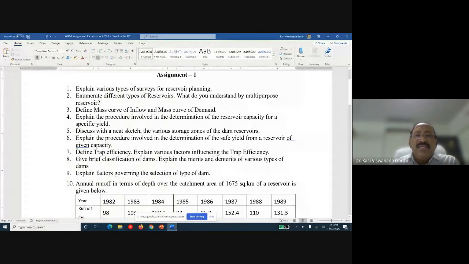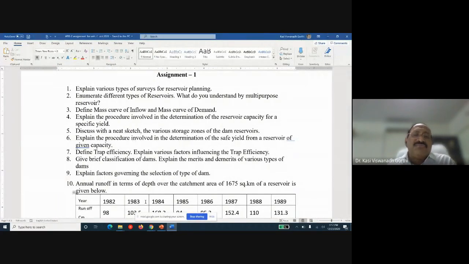Then trap efficiency and the various factors influencing the trap efficiency. This is an inevitable phenomenon whenever a dam is constructed and the reservoir is formed. Definitely there will be siltation and sedimentation that takes place. So what is this trap efficiency and what are the various factors? Once you know the factors influencing the trap efficiency, you will be able to control the silt sediment into the reservoir, based on which you will be able to arrive at the life of the reservoir also. Usually, when 80% of the capacity is completely filled with sedimentation and 20% remains, we say that the life of the reservoir is over.